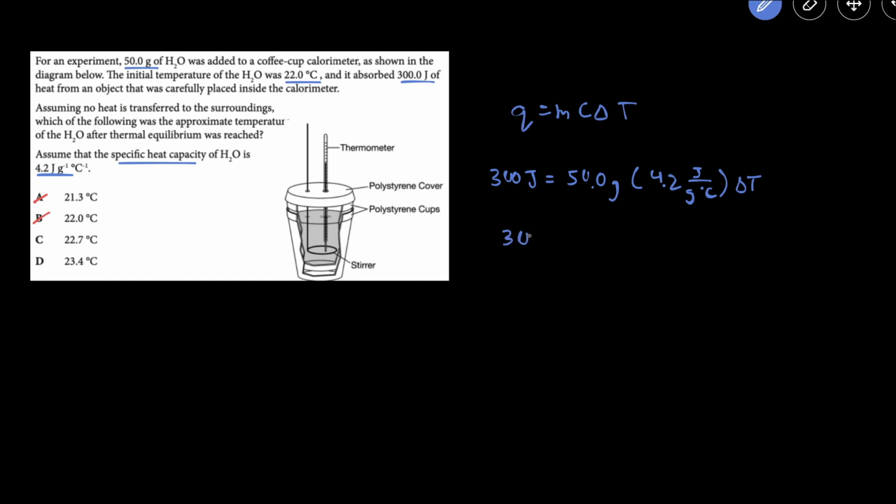So then we'll just do 300 divided by 50 times 4.2, which is approximately 1.43, and that is the change in temperature. That means that the temperature of the water increased by 1.43 degrees Celsius. So then it should be 23.4. So the answer is D. We get 22 plus 1.43, that's 23.4.